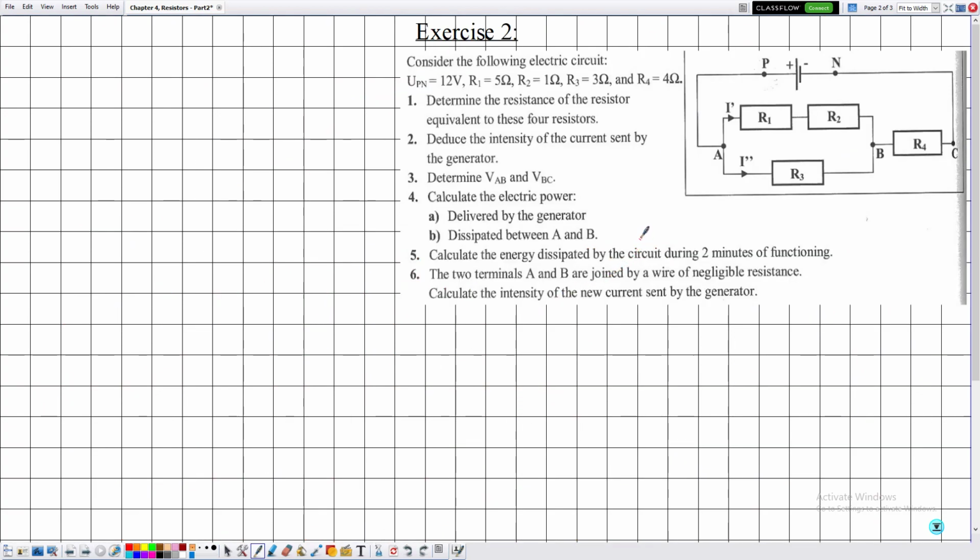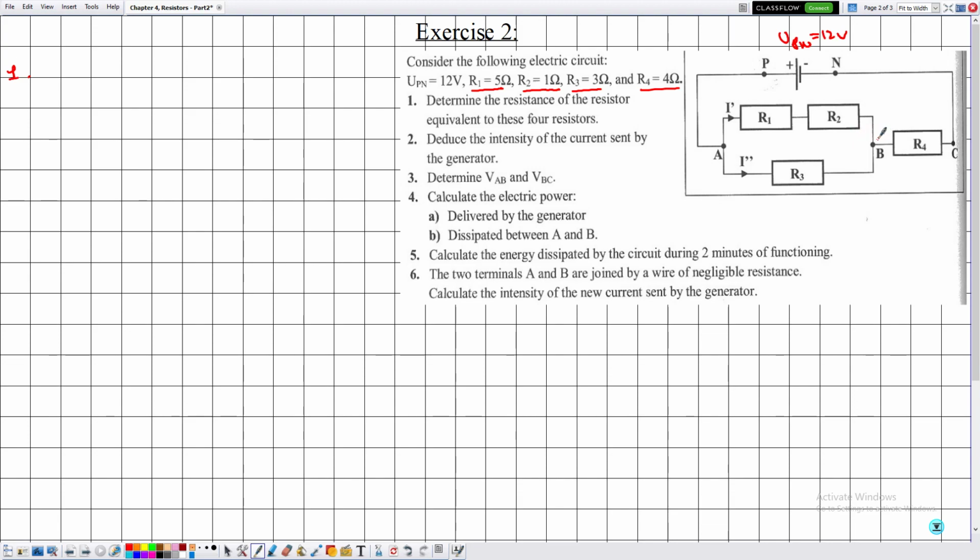They are telling me to consider UPN equal to 12 volts, as we have mentioned several times, so it's convenient to label the voltage here. R1 is equal to 5 ohms, R2 is equal to 1 ohm, R3 is equal to 3 ohms, R4 is equal to 4 ohms. So number 1, they are telling me to determine the resistance of the resistor equivalent to these 4 resistors.